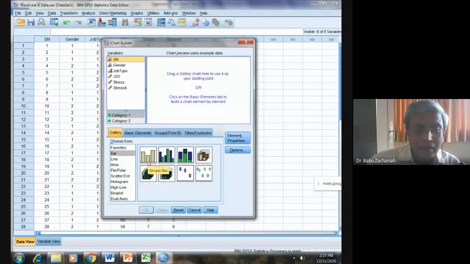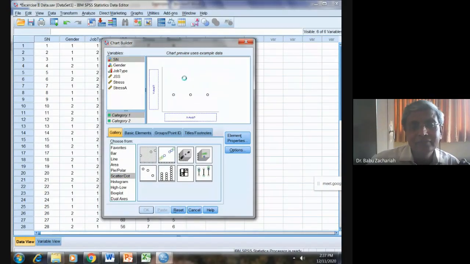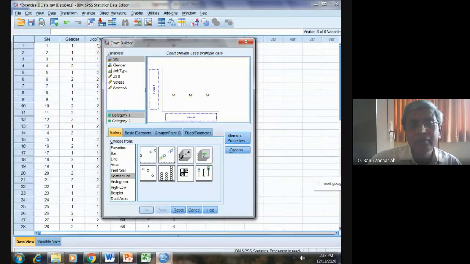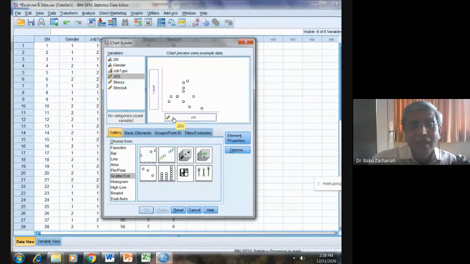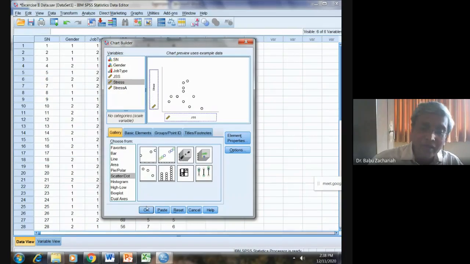Okay, here, come in this menu, scatter or dot. Here, the simplest one, you drag it inside this box and leave it. You can just close this one, it's not required. Now, you want job satisfaction and stress. So job satisfaction, I'm dragging here. See, the finger pointed inside the box, release it there. And then stress also, you drag it here, finger pointed inside the box, release. Okay, then you click OK.